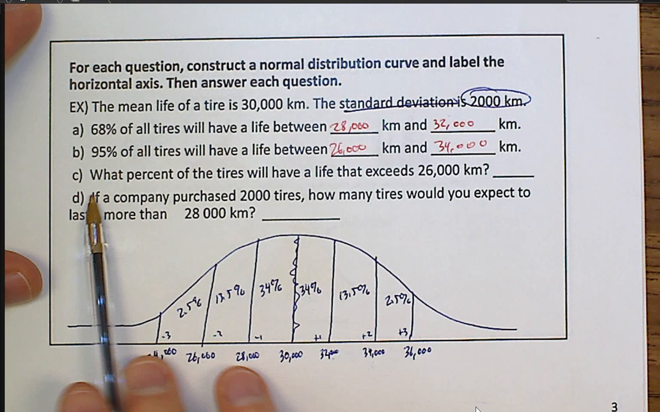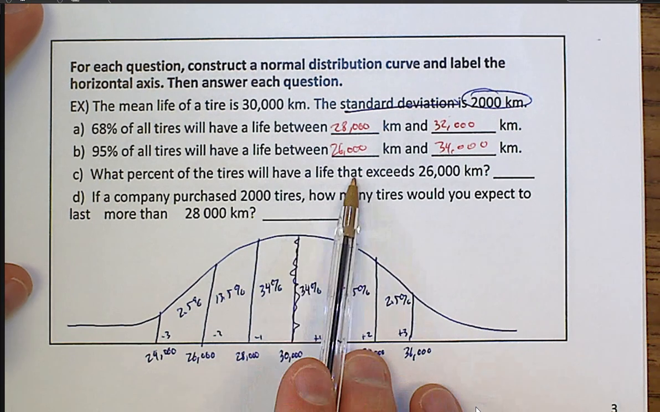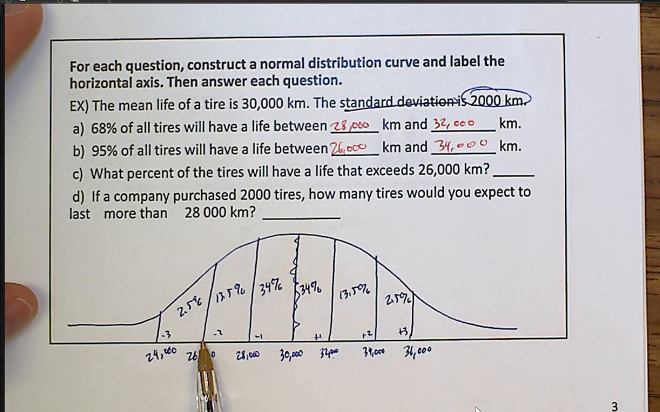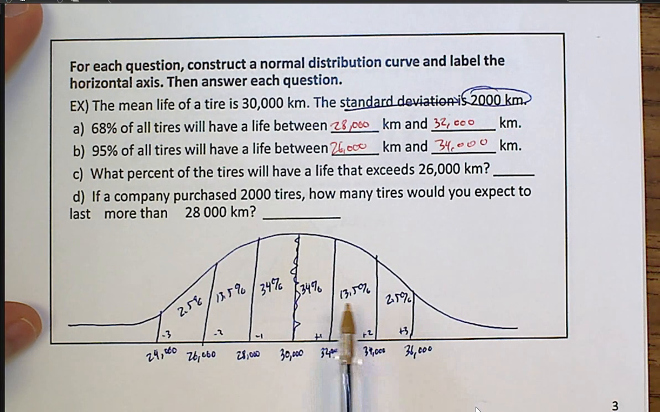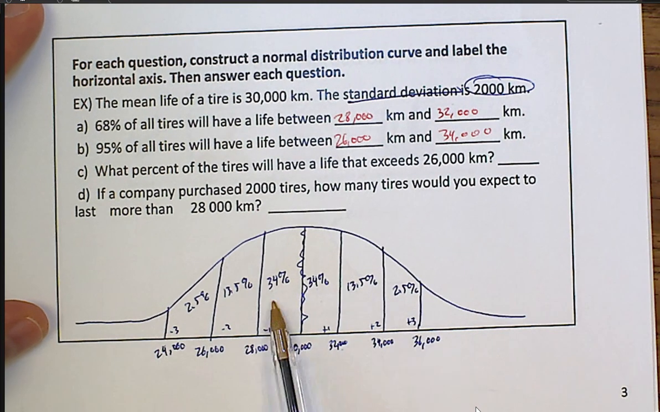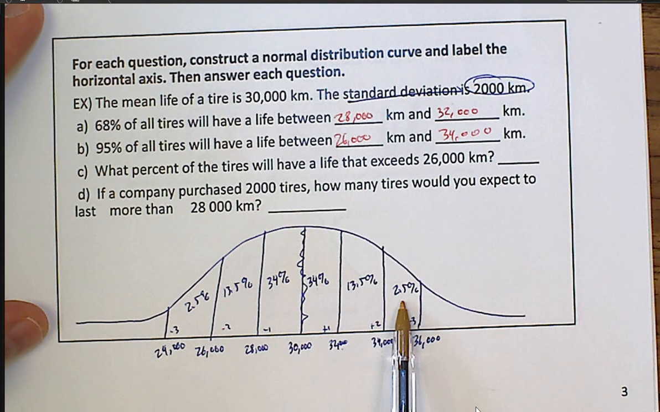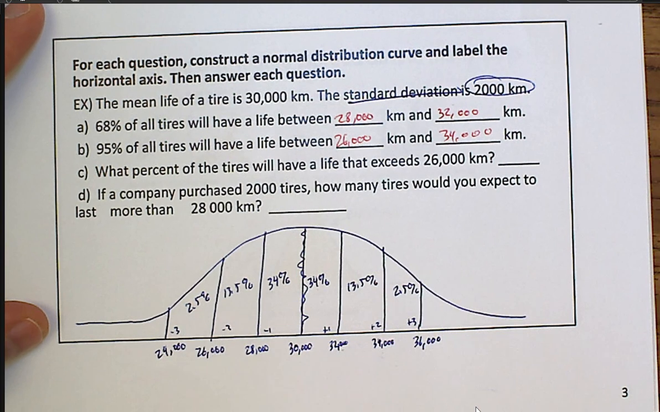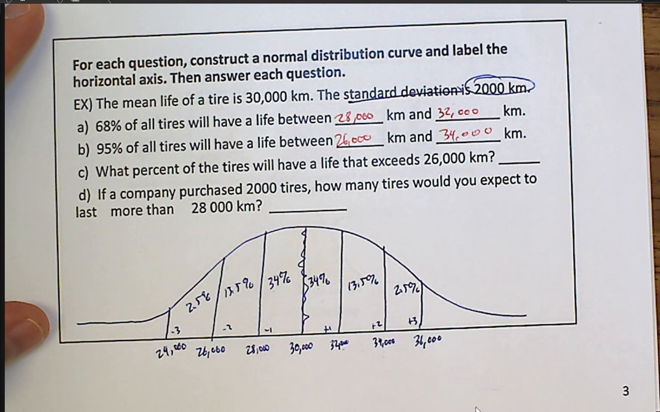What percent of the tires will have a life that exceeds, so a life that will have more than 26,000 miles? Well, that's this, this, this, this, and this. So you could add all those up, 13.5 plus 34 plus 34 plus 13.5 plus 2.5, or you could just take 100%, because remember we made this make 100%, and just subtract the 2.5. Let's add them all up: 13.5 plus 34, plus 34, plus 13.5, plus 2.5, we should get 97.5%.